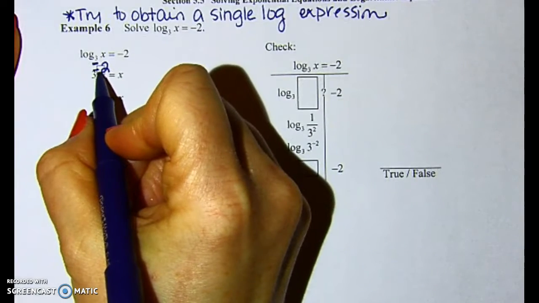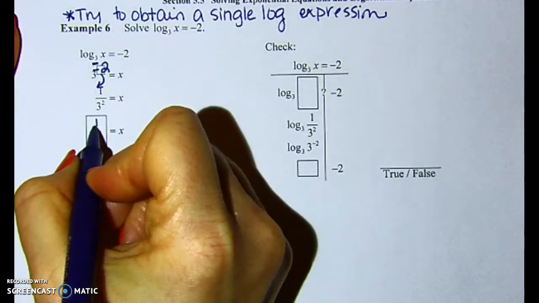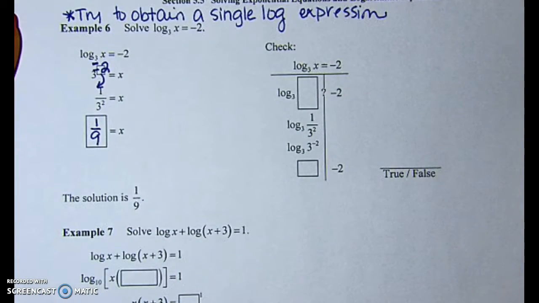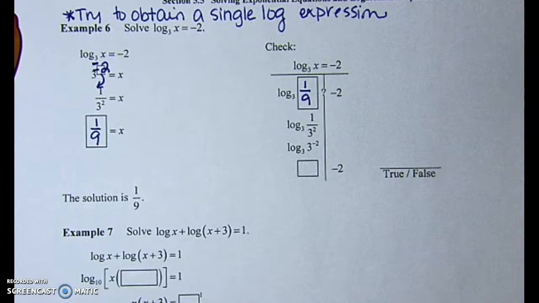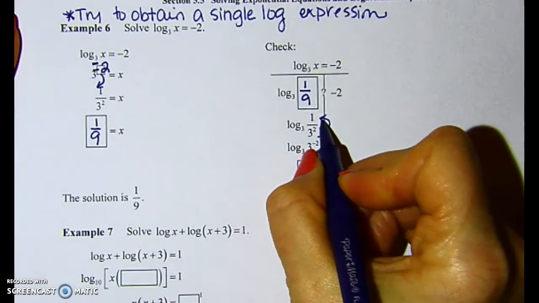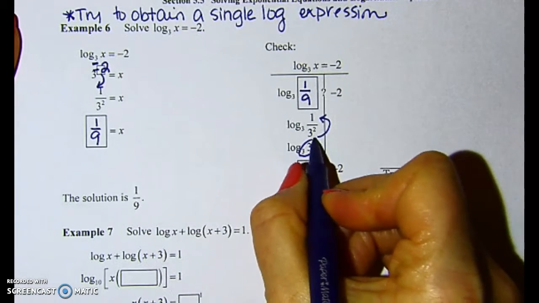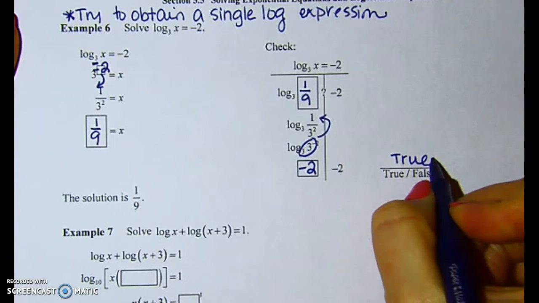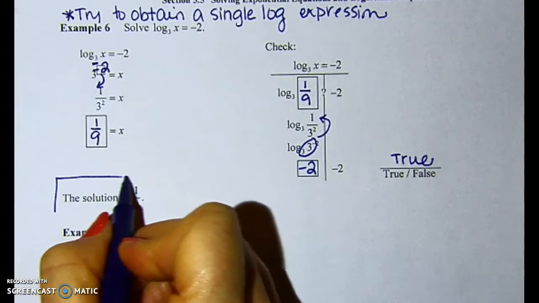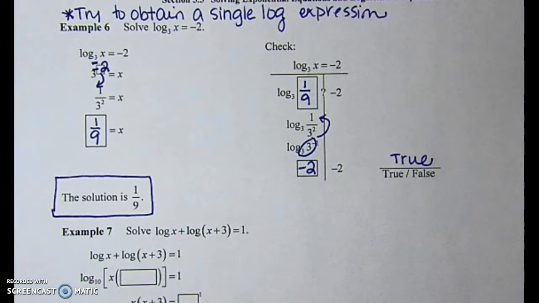I know that I can bring this down into my denominator to make it positive, giving me 1/9 is equal to x. Of course, we can check. So if I were to take log base 3 of 1/9, I would see that I would have 1 over 3 squared, which reversing gives me log base 3 of 3 to the negative 2. And since these are the same using our properties, I would have negative 2 equals negative 2. So this gives us a true statement. So the solution is 1/9. Probably a few too many steps needed there.